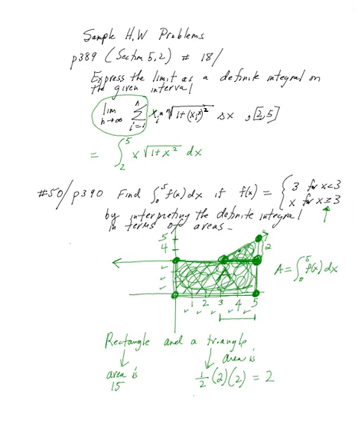So what's this total area A underneath this graph from 0 to 5? It's 15 plus 2, or 17. 17 square units is the value of this definite integral. We'll later learn how to do this algebraically.